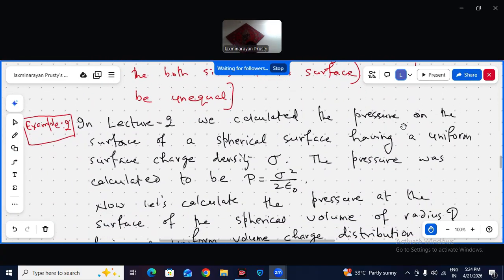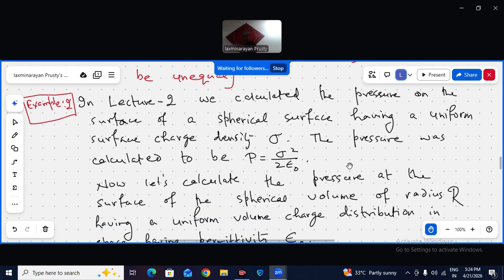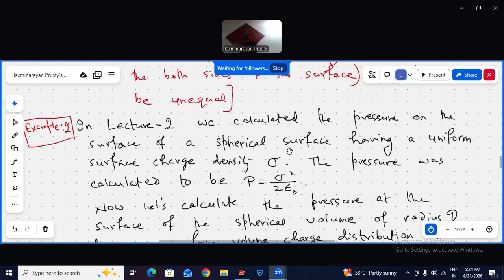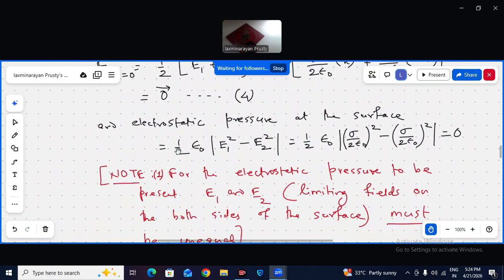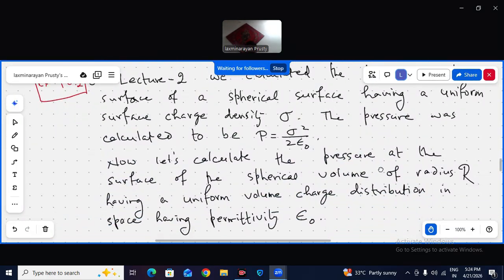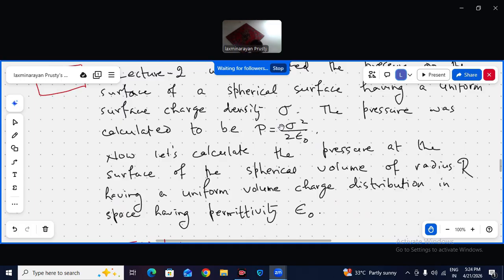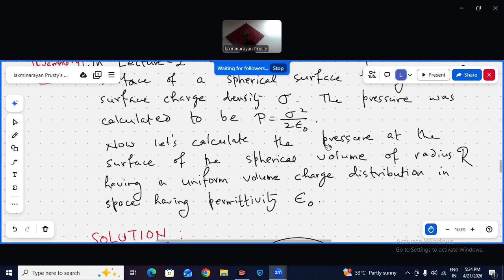We calculated the pressure on the surface of a spherical surface in lecture 2. I asked you in the last example, for a spherical surface having uniform surface charge density sigma, what is the pressure on the surface? The pressure was calculated to be P equal to sigma square by 2 epsilon 0, using this expression for pressure. If it were a spherical volume charge density instead of a spherical surface charge density, then let us calculate the pressure.